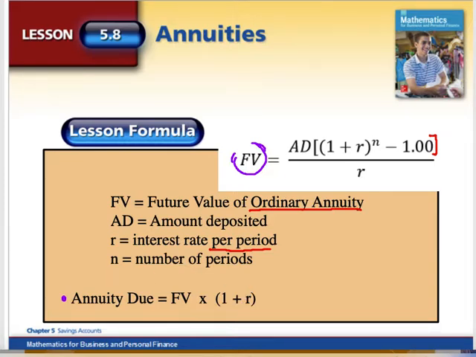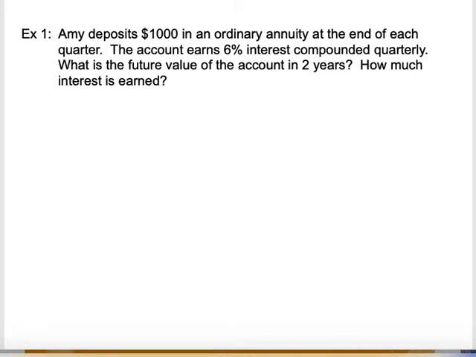Okay, so let's look at how this works. Our first problem, we're going to be looking at an ordinary annuity, and then we're going to turn it into an annuity due in the next example. It says Amy deposits $1,000 in an ordinary annuity. So her amount deposited is going to be $1,000. I'm just listing all of my variables so I have them to plug into my formula. The account earns 6% compounded quarterly. So that's going to have to change to a decimal and divide that by 4. What is the future value of the account in 2 years?